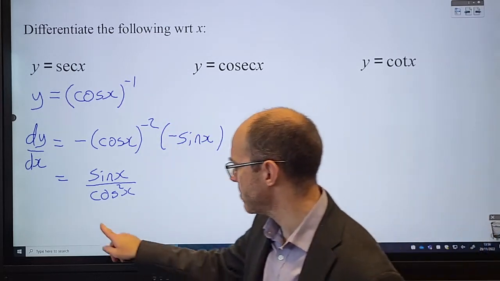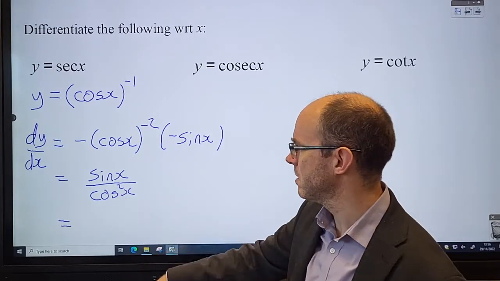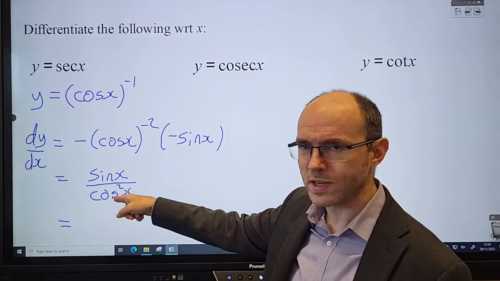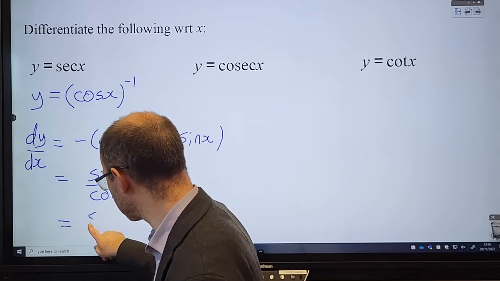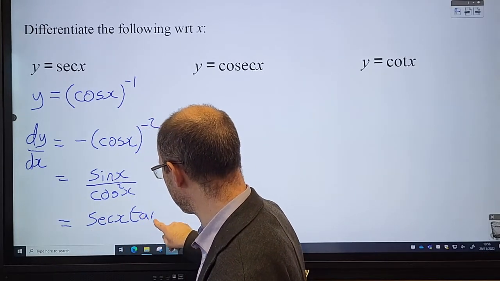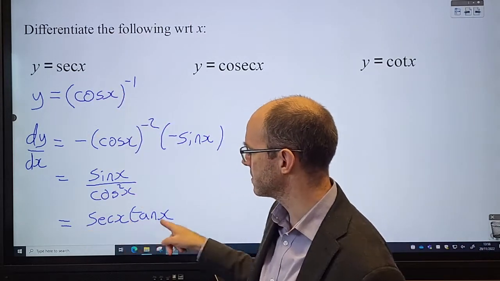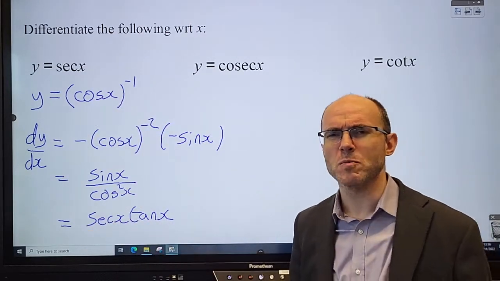And I'm just going to tidy it up a little bit. Now sin x over cos x is tan x, and I've got another 1 over cos x, okay? So that will give me sec x tan x, okay? And that's how you can show that the derivative of sec x is sec x tan x, okay? I'm hoping you understood that.